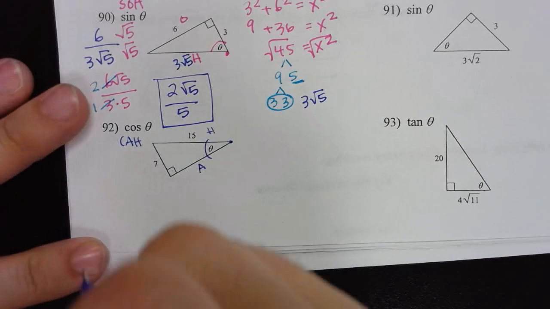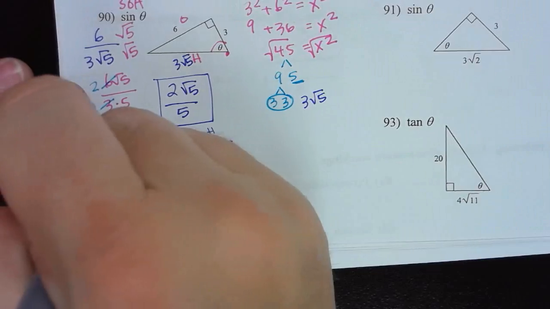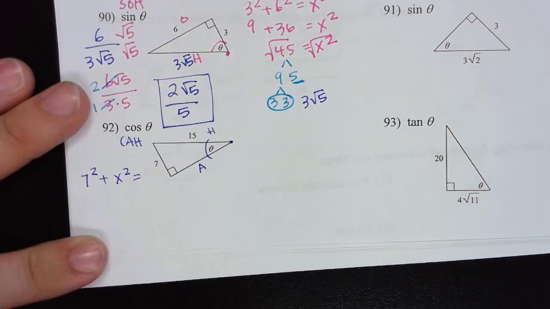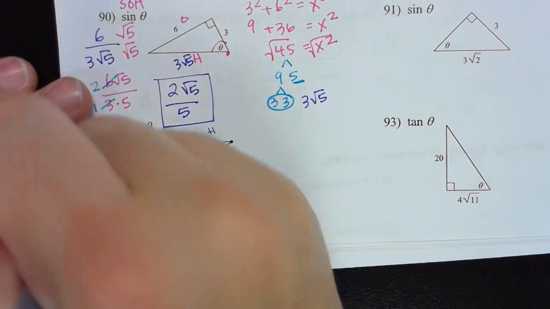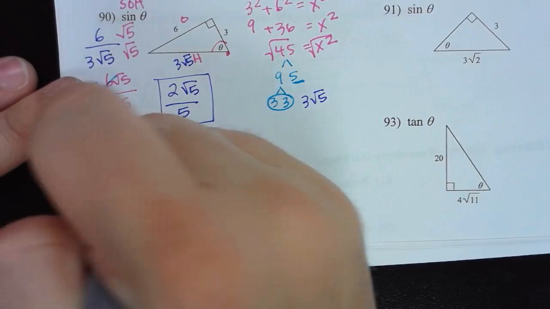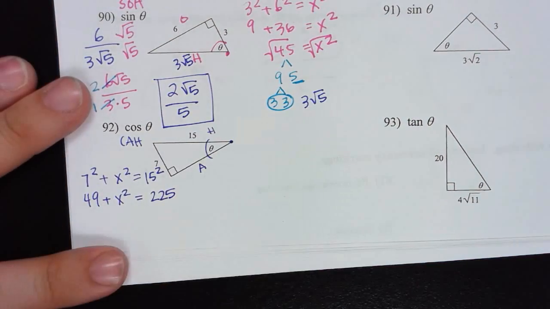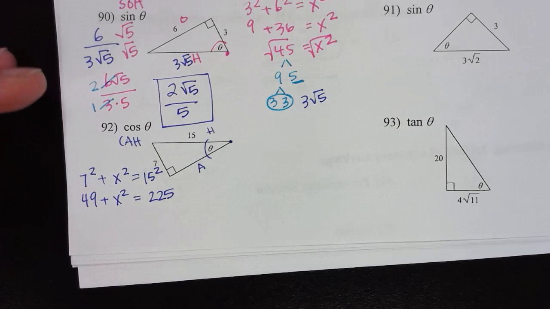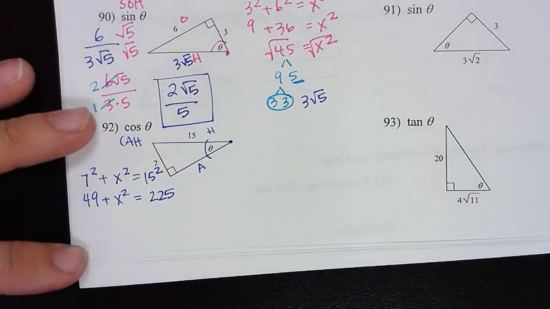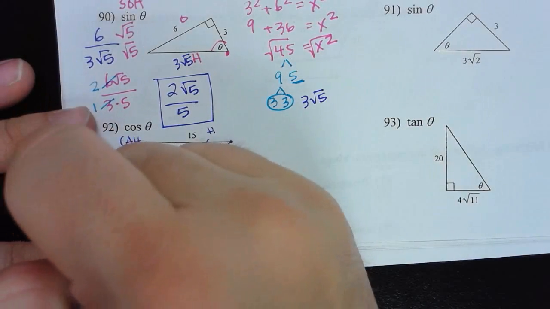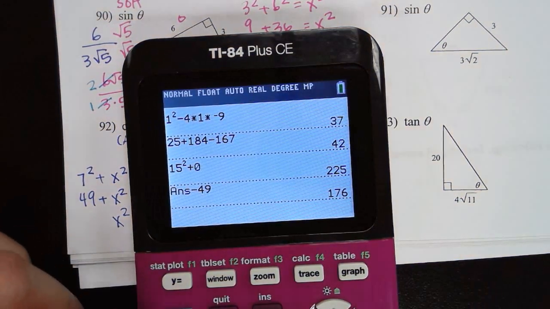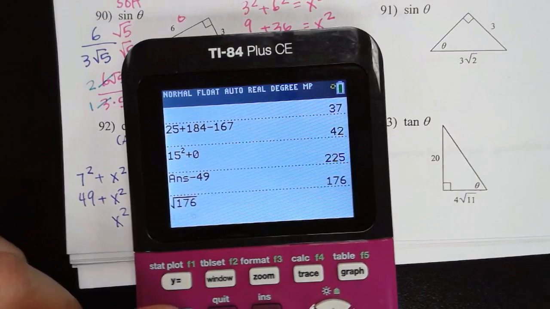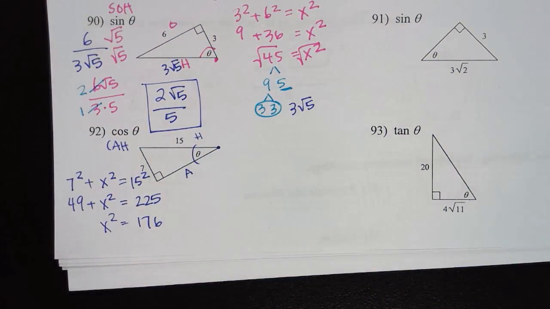cosine ratio. So the side squared plus the other side squared. So leg squared plus leg squared equals the hypotenuse squared. 49 plus x squared equals 225. That's what 15 squared is. If I subtract the 49, I'll have x squared equals 176. I'm not entirely sure, so you can always start by taking the square root of 176. You get a decimal. That means I need to break it down.